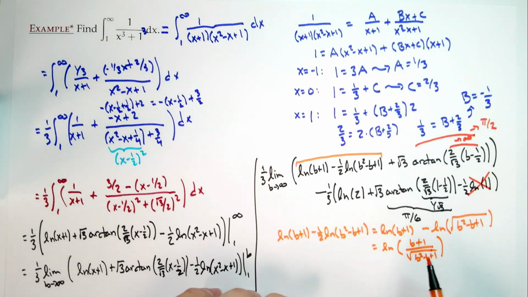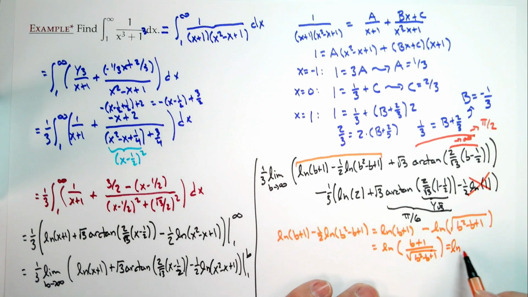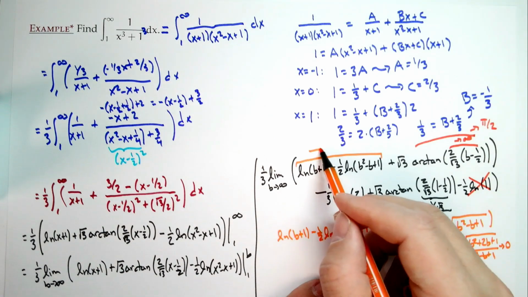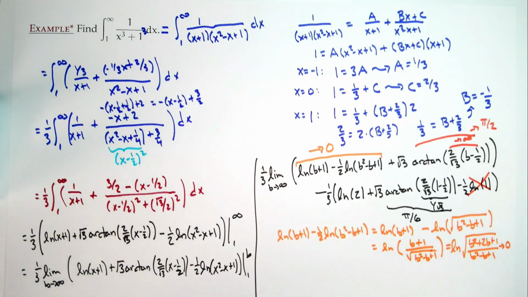Now, b plus 1, I can write it as the square root of b plus 1 squared. b is positive, so there's no worries about square roots. So I really could write this as log of the square root of b squared plus 2b plus 1 over b squared minus b plus 1. And now we're ready to say, good news. This inside piece goes to 1. We can compare b squared over b squared. So it's like going to square root of 1, which is 1. Which means it's going to log of 1, which is 0. So this first term goes to 0. And now we've done the limit.